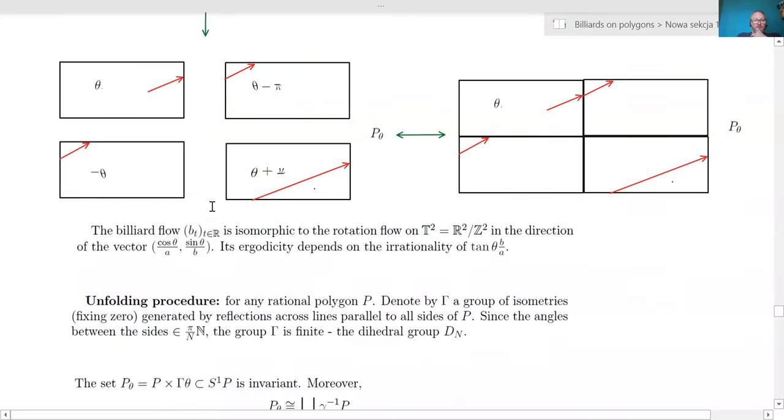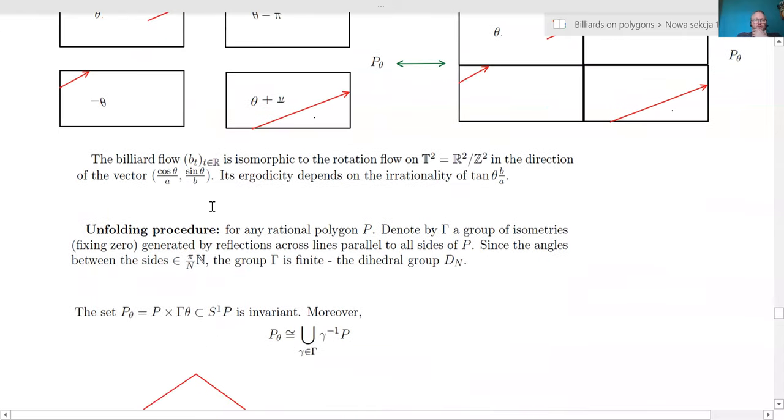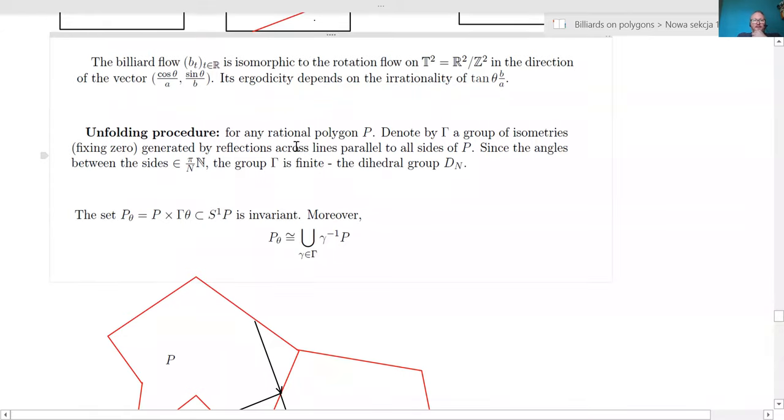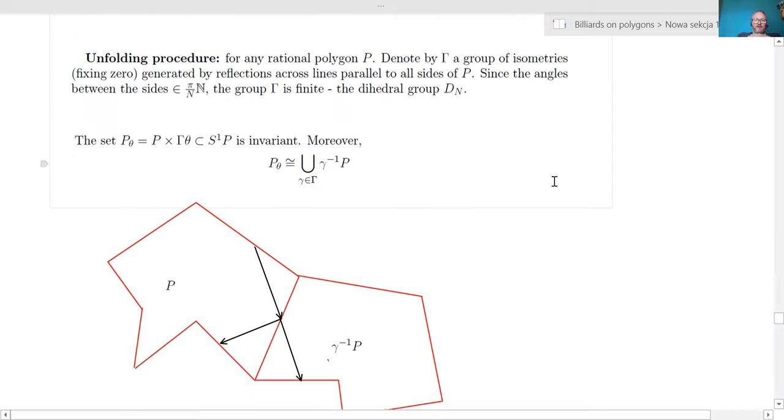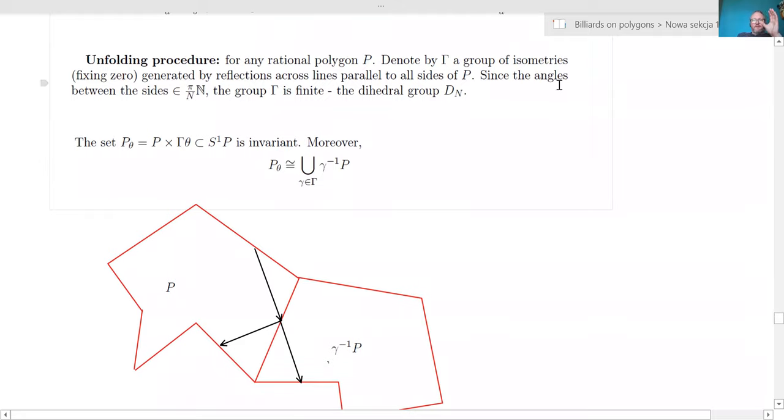this procedure which I described to you is an example of applying the so-called unfolding procedure, which works for any rational polygon. For any rational polygon P, let's consider the group gamma, which is the group of isometries fixing zero generated by reflections across lines parallel to all sides of our polygon. And because of rationality of the polygon, all angles between sides are multiples of a number pi over n. This group of isometries generated by finitely many reflections is finite.